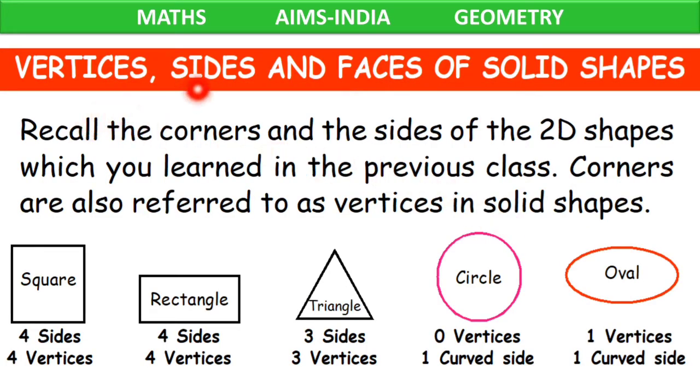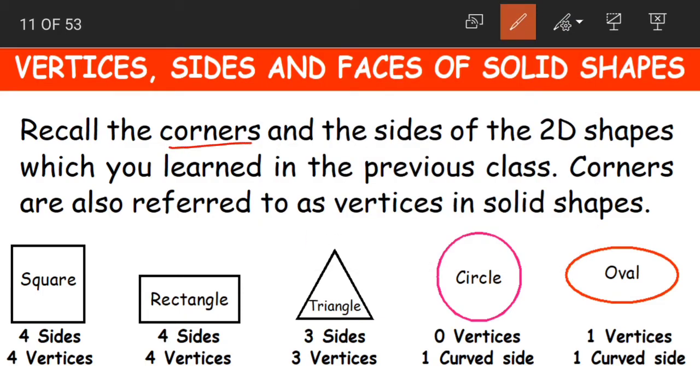Now coming to vertices, sides and faces of solid shapes. Now recall the corners and sides of the 2D shapes that you have learned in the previous class. Corners are also referred to as vertices in solid shapes. What should we recall? We should recall about the corners and sides.